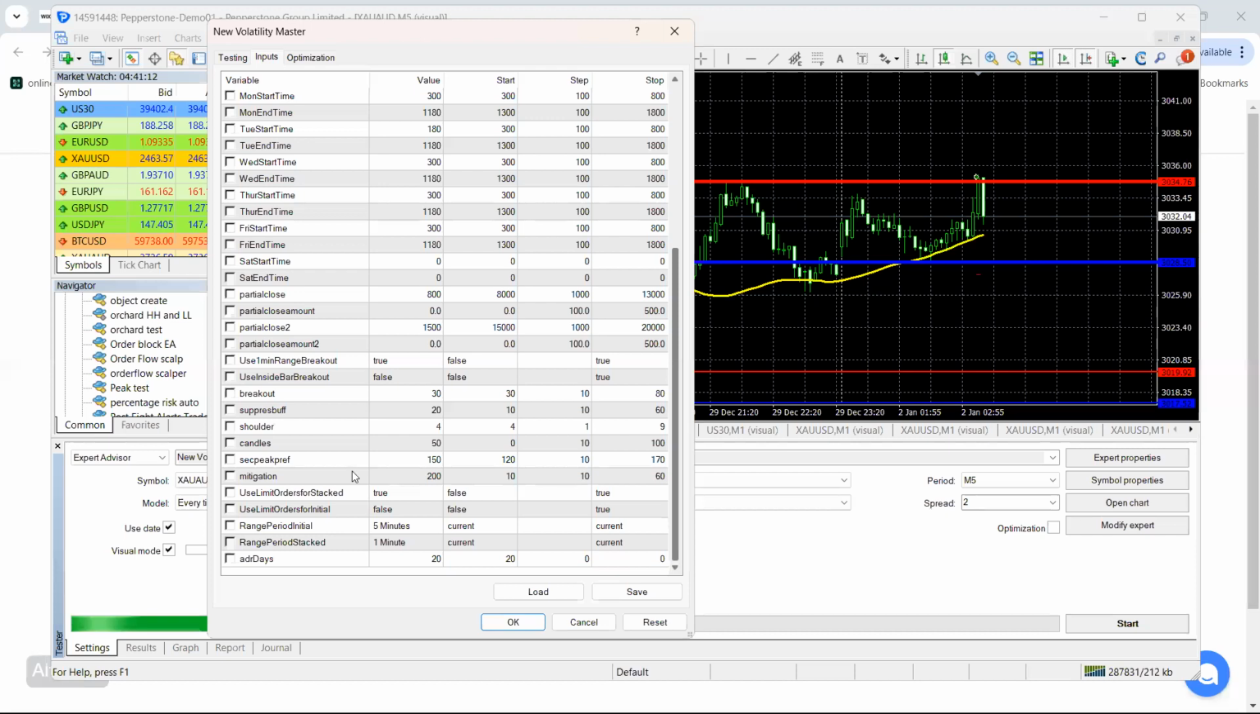Alrighty, so that should cover mitigation and the stacked and initial trade limit order settings.